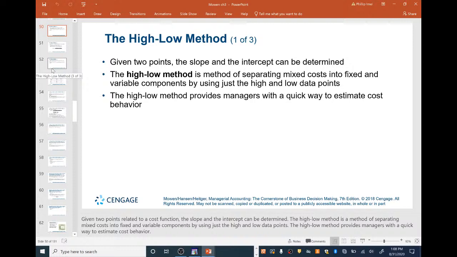So given 2 points, the slope and the intercept can be determined, right? So if we can find 2 points on a line graph, then we can find the slope and the intercept from just those 2 points. So the high-low method is just a method of separating mixed costs into fixed and variable components by using just the high and low data points. The high-low method is going to provide managers a quick way to estimate cost behavior. So this is just a quick way to see some of the cost behavior that's happened throughout a period.